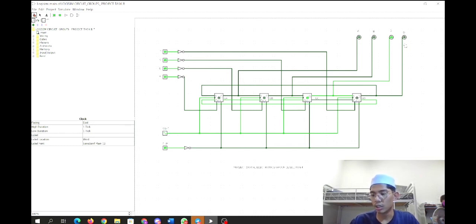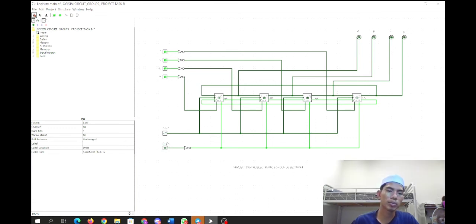And at line 9, clear will be 0 and the clock will be closed. And the output will be 0, 0, 0, 0. For line 10, clear will be 1 and the inputs B and C will be 0, 0. So the output will be 0, 1, 1, 0. 1 will be output B and output C.